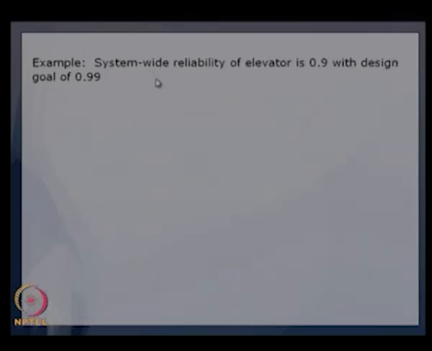This is another example. Here the system-wide reliability of the elevator is 0.9 with a design goal of 0.99. So there is a system-wide reliability requirement which is to be maintained at 0.9, with a design goal of 0.99. This is the minimum requirement, and the goal is to get a very high reliability of 0.99. Now, we have different components in the system, and we need to find out what the reliability of these components could be in order to get the total reliability of 0.9.